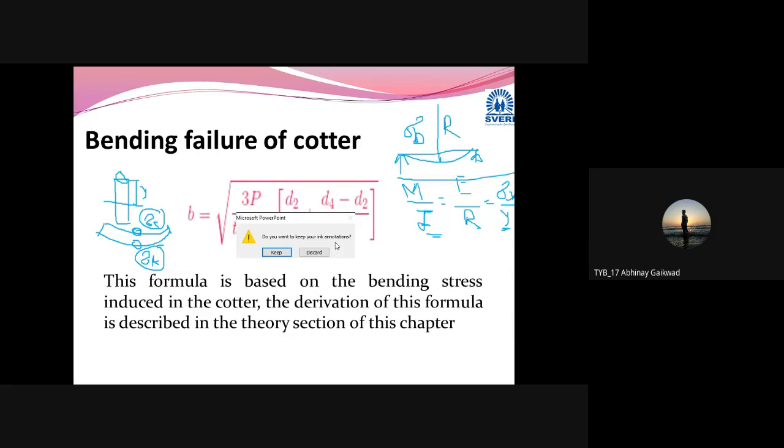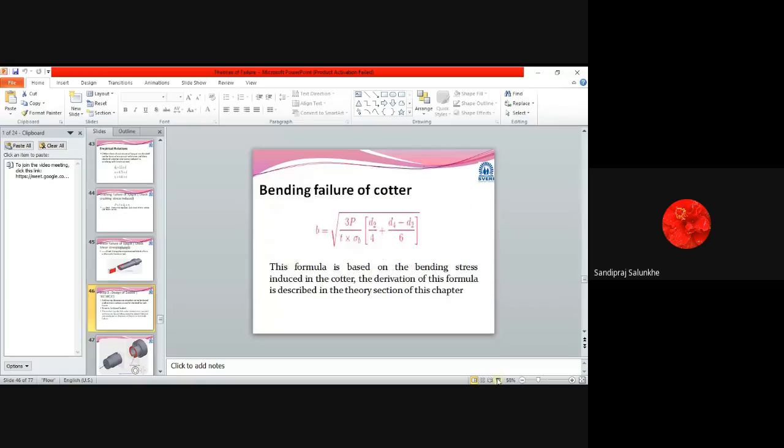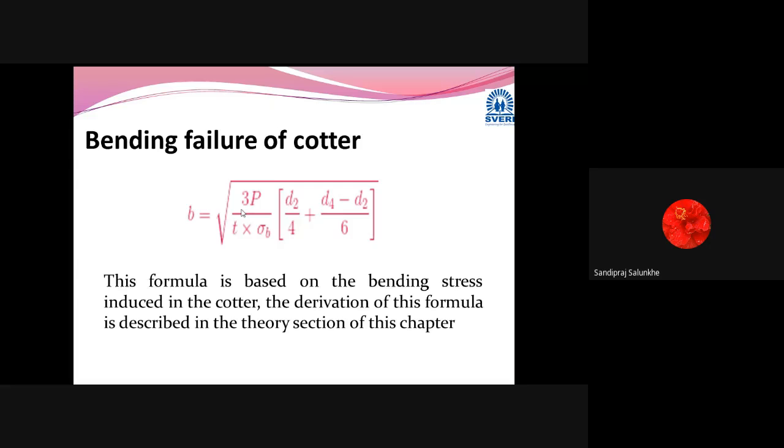Sir, is it visible now? Yes, sir, visible. Everybody is able to see the screen? Are you able to see the screen? Yes, sir. Okay. Bending failure of quarter.